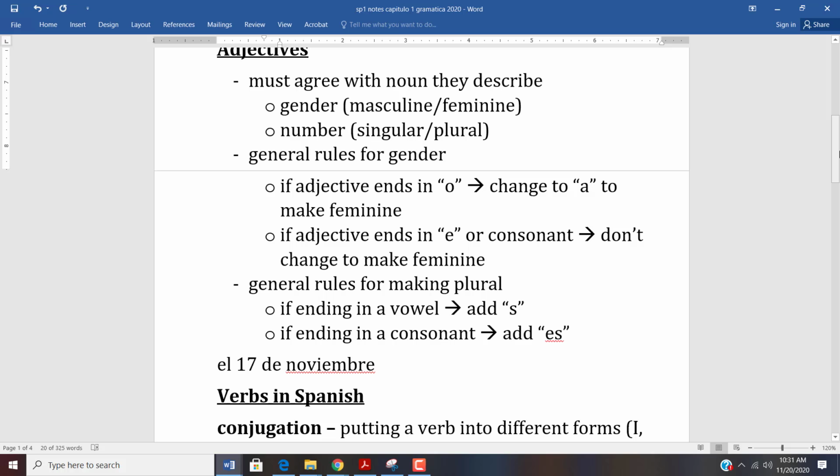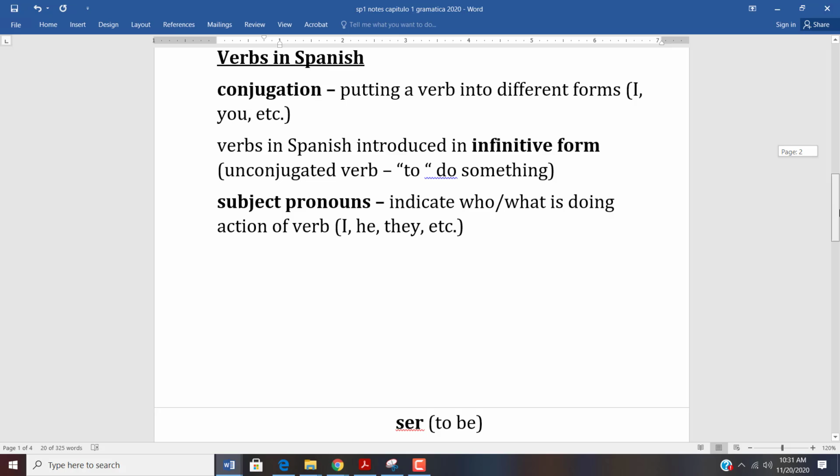Not all adjectives end in O. Sometimes you have one that ends in E. That means it'll be the same whether it's masculine or feminine.